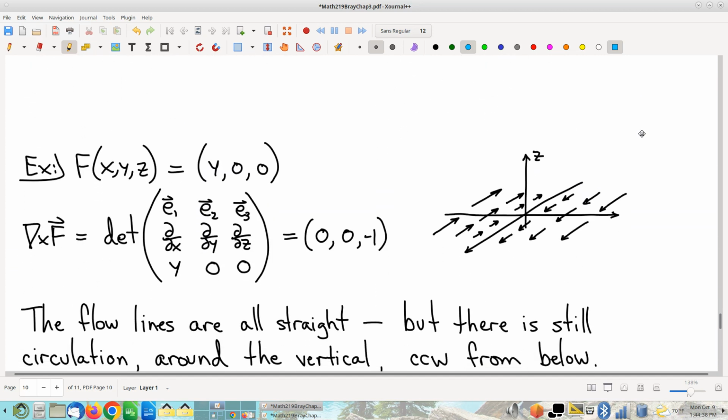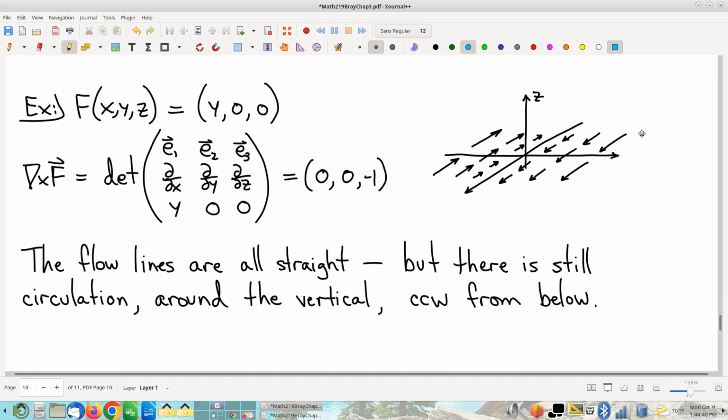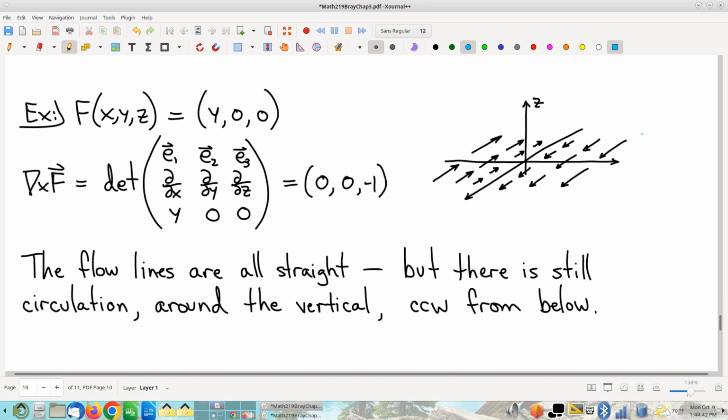Now, by contrast, let's think about this picture right here. We'll just look at the picture first. We'll get to the algebra in a minute. The flow lines are all straight lines again. All straight lines. No particle moving through this, no particular piece of this fluid, I'll say, is rotating.